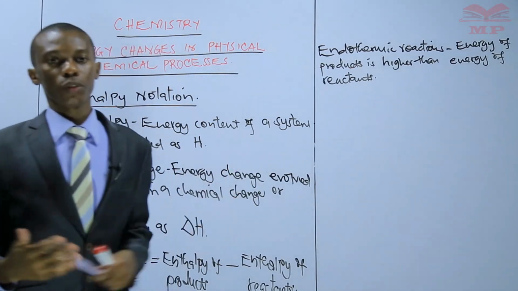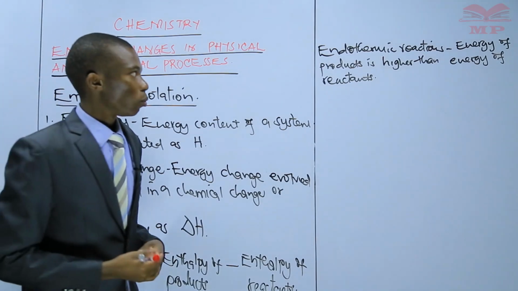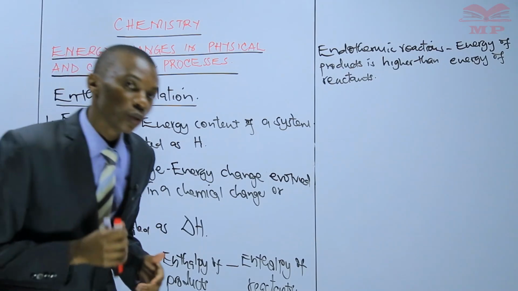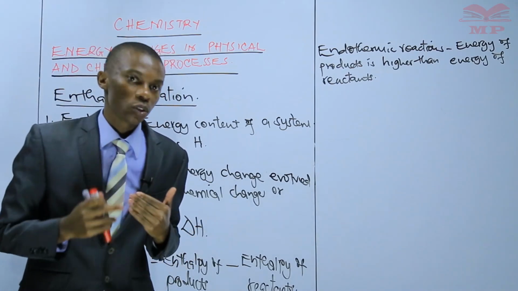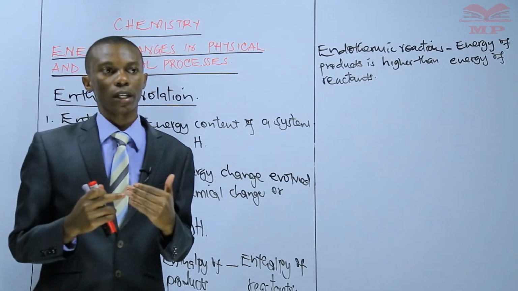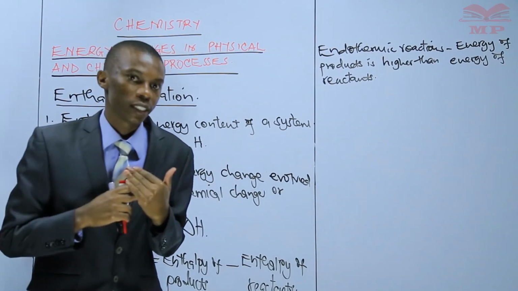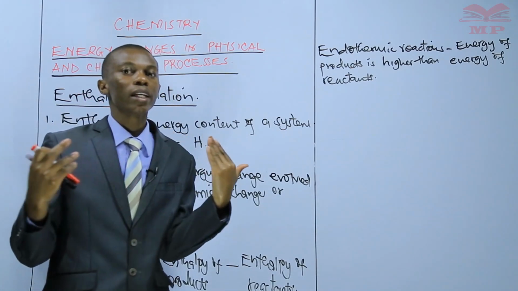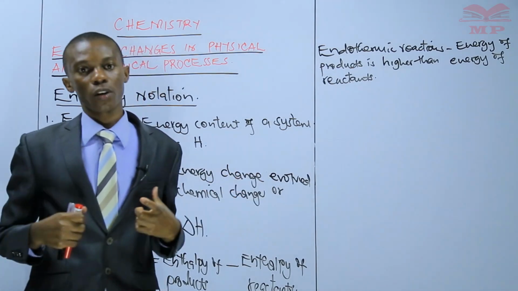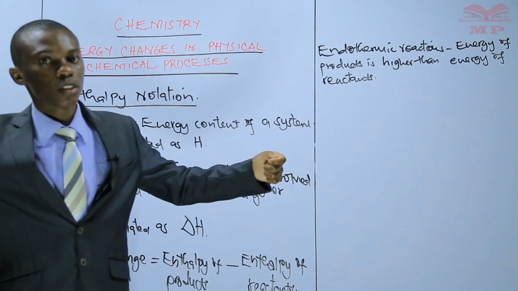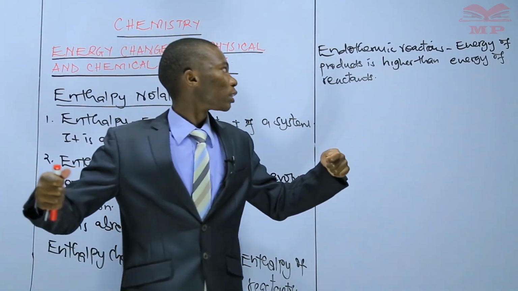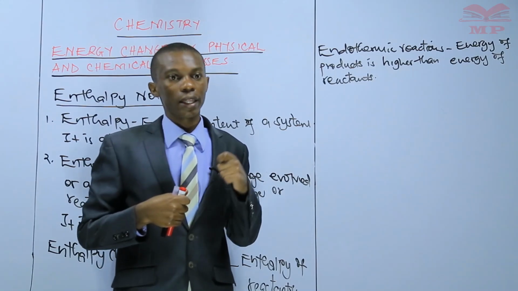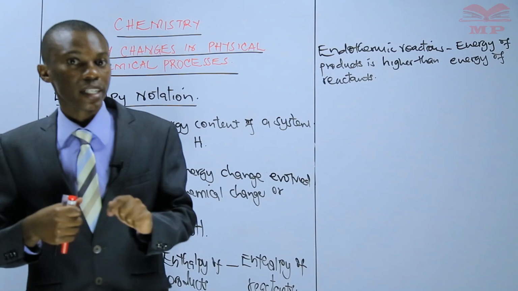And this is what we illustrated using ammonium nitrate, where we said that if you mix ammonium nitrate with water, then you stir, ammonium nitrate dissolves in water with gain of energy. The temperature was decreasing, meaning that energy is gained from the surrounding. So if you gain energy from the surrounding, it means that the energy of the products will be higher than energy of the reactants. That is in an endothermic reaction.